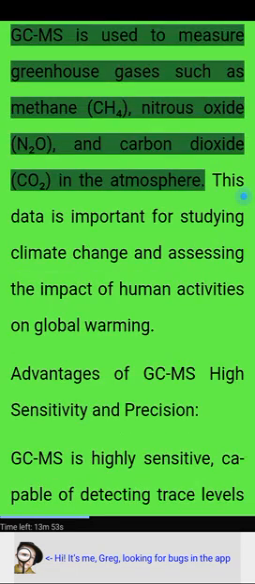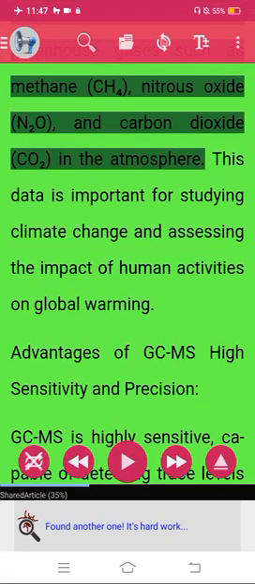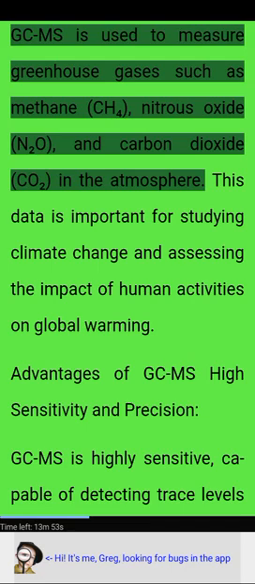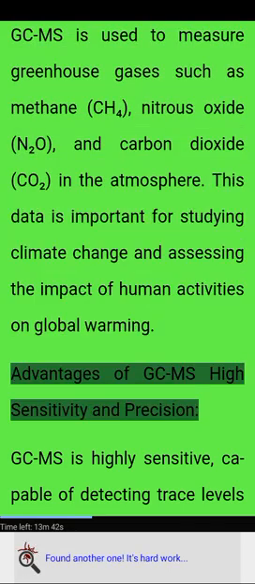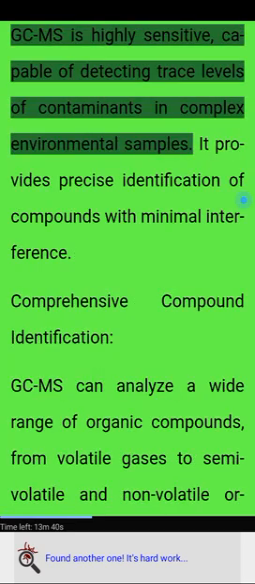Greenhouse gas monitoring. GCMS is used to measure greenhouse gases such as methane, CH4, nitrous oxide, N2O, and carbon dioxide, CO2, in the atmosphere. This data is important for studying climate change and assessing the impact of human activities on global warming.